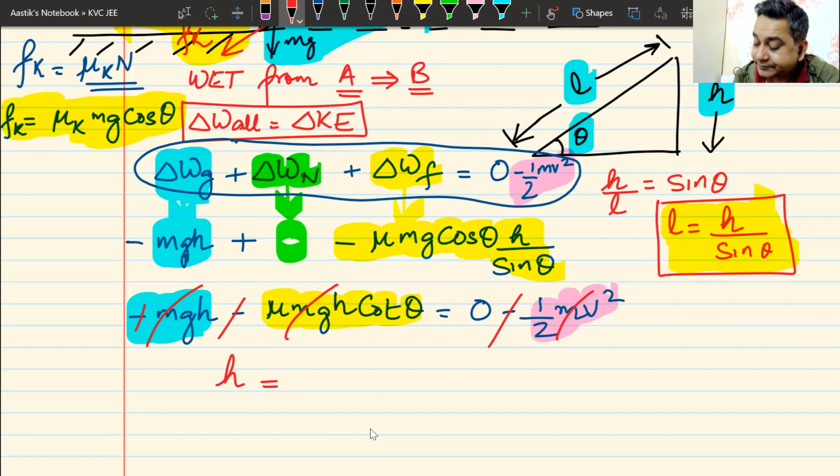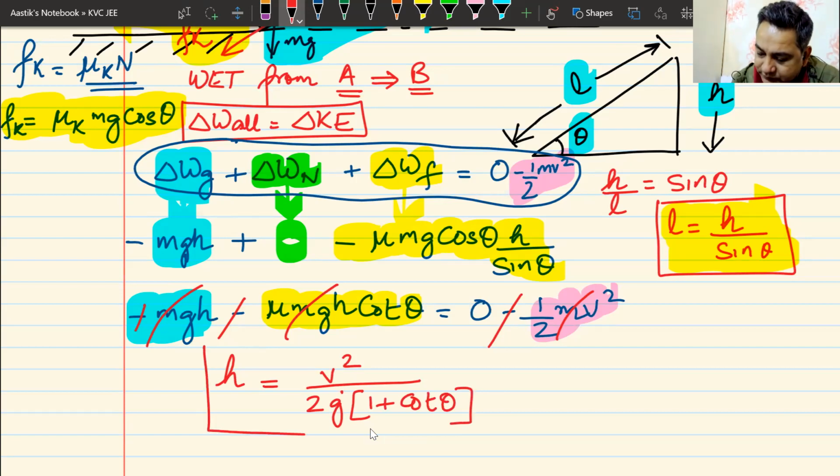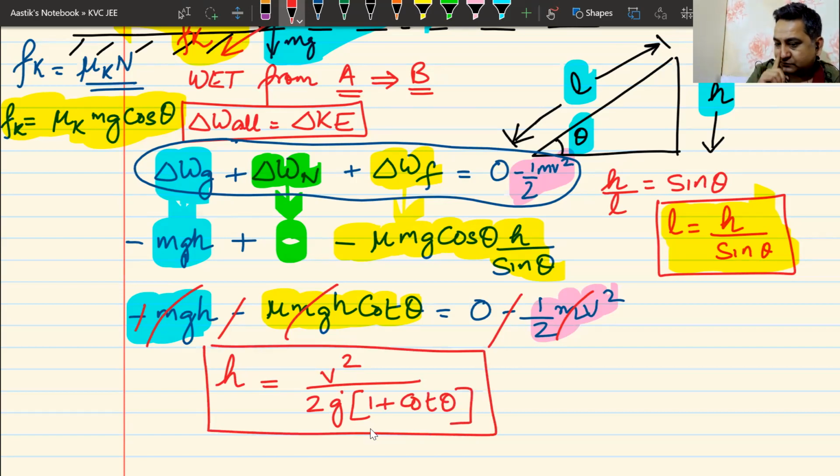Sir, yes, beta. h is equal to gv square. h is equal to? gv square. Probably you made a mistake. I think it will be v square divided by 2 times g into 1 plus cot theta. Are we getting this answer? Are we getting this answer, everyone? Raise hands.